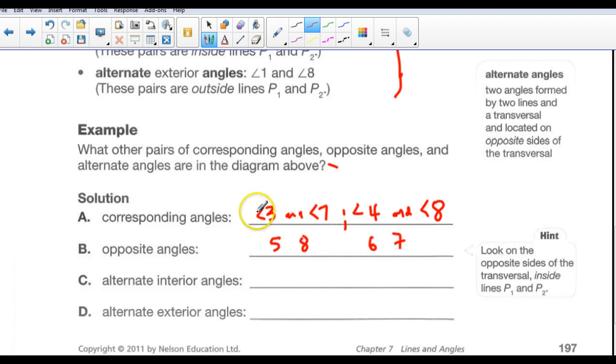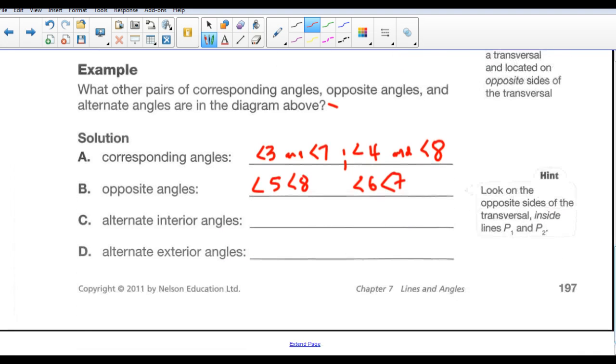Make sure you put in the word angle in there so we know what they are. Angle, angle, angle, and the angle. And you go ahead and do C and D. Not that hard to figure out. So go ahead and do the practice on the next page, and you should have no problem.